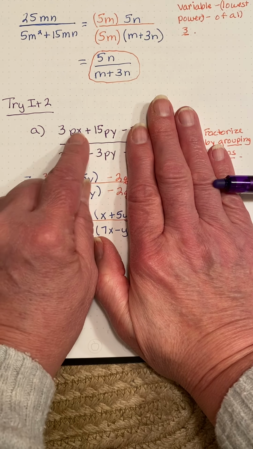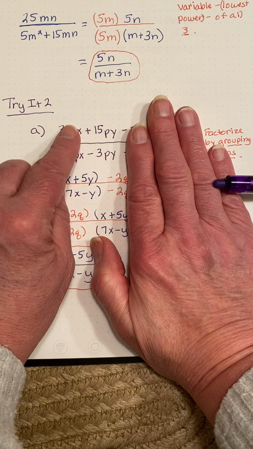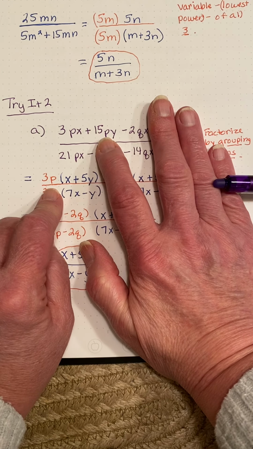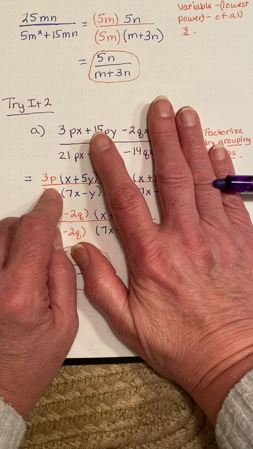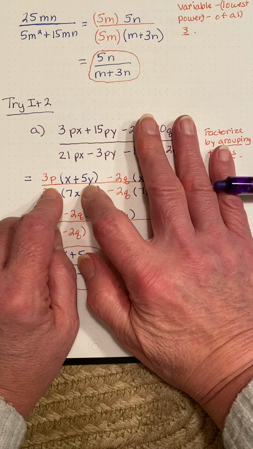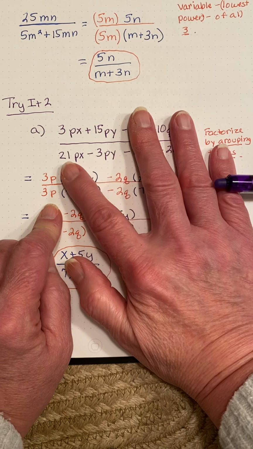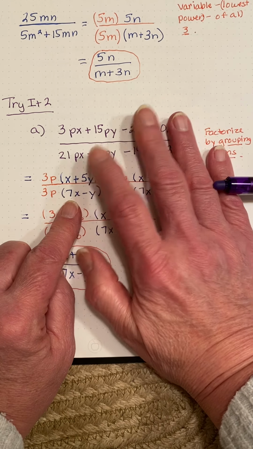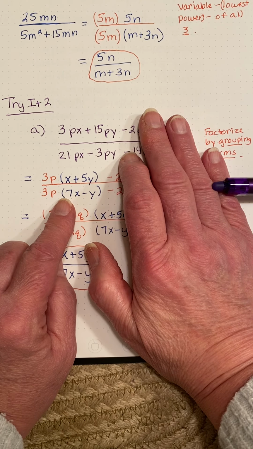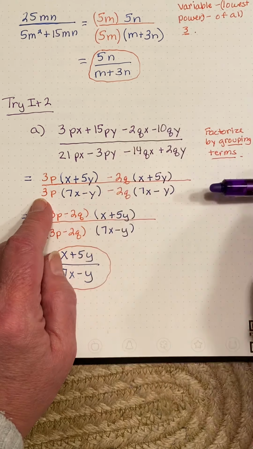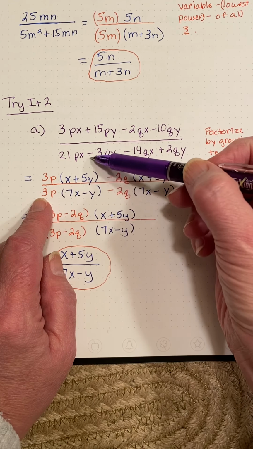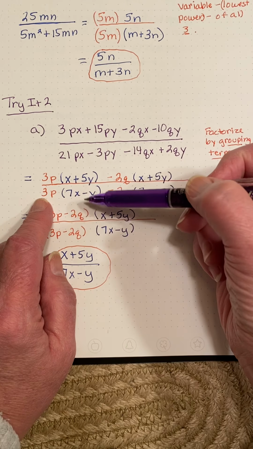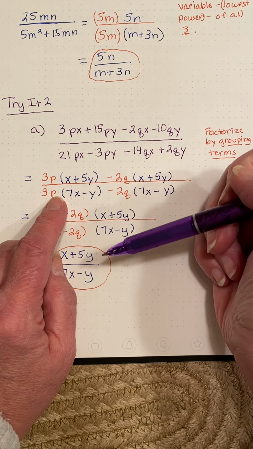So if I take 3p out of this first value, the 3p goes away, so I'm left with x. If I take 3p out of positive 15py, I'm left with positive 5y. Underneath, I'll take 3p out also, and that leaves me with 7x minus y. Okay? Because 3p out of a negative 3p is just a negative 1, which I don't need, but I keep. And then there are no y's, so I'm left with that.